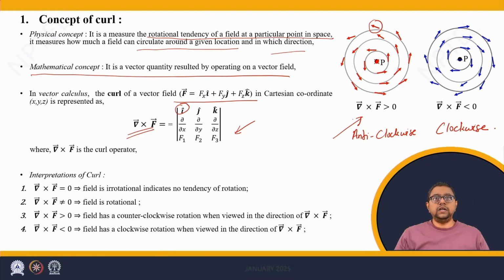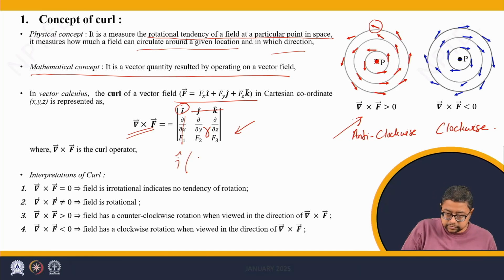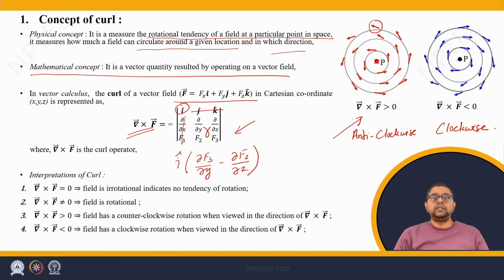For evaluation of the curl, let's say we consider the direction of unit vector i cap. Neglecting the corresponding row and column, we take the determinant of the remaining elements. So the i-th component would result as follows. This would give the i-th component of the curl.